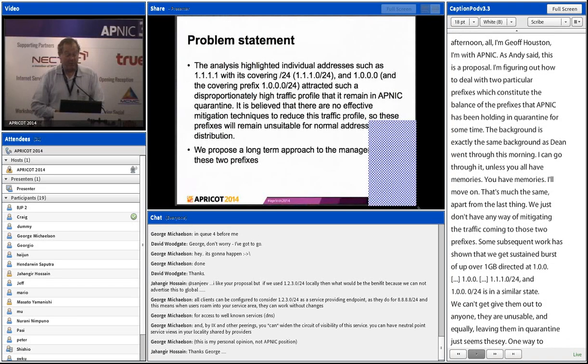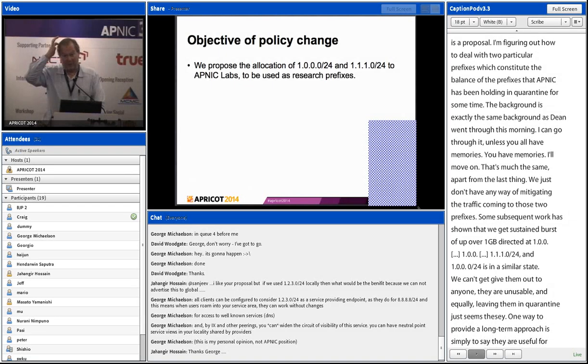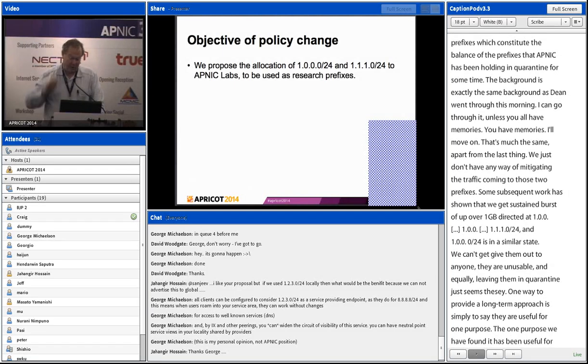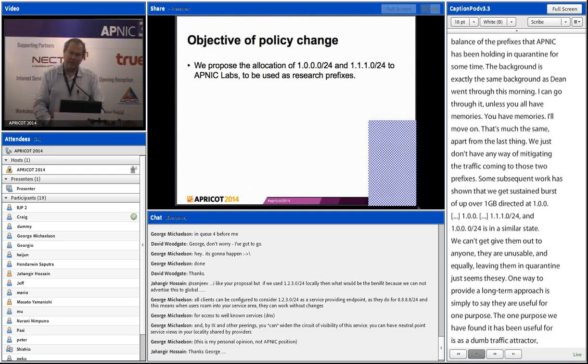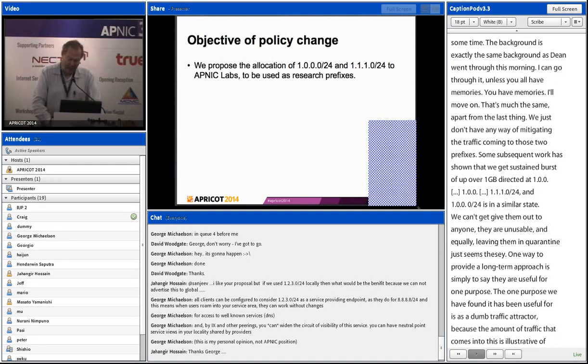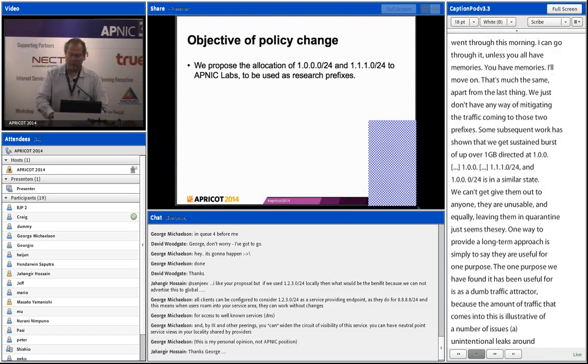And the one purpose we've actually found it's been useful for is as a dark traffic attractor, because the amount of traffic that comes into this is illustrative of a number of issues. A, unintentional leaks around routing. These prefixes are used locally, but the routing is managed haphazardly. We can learn something about that, about local use.